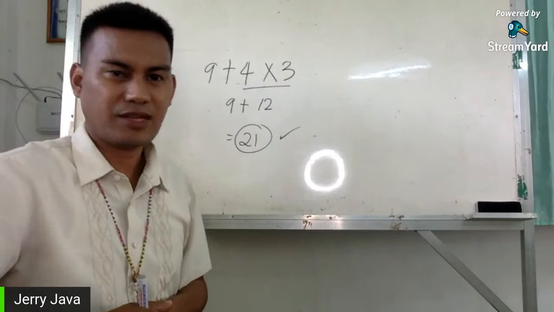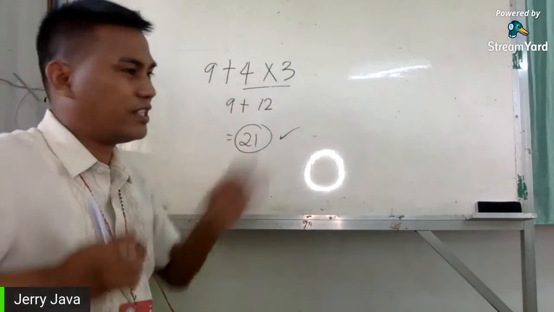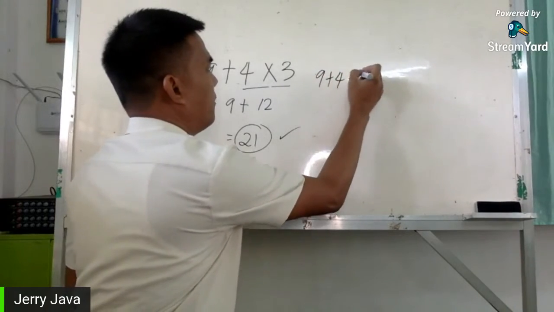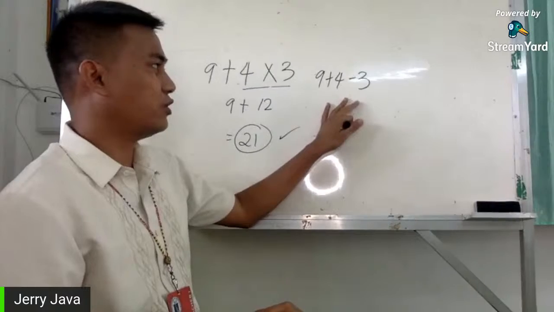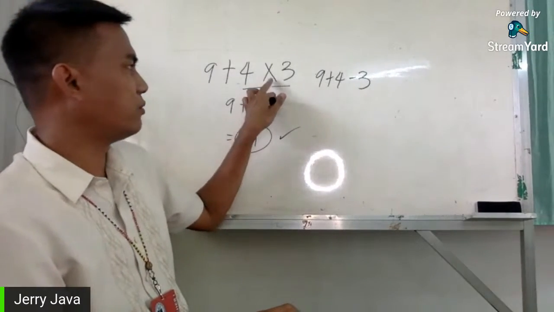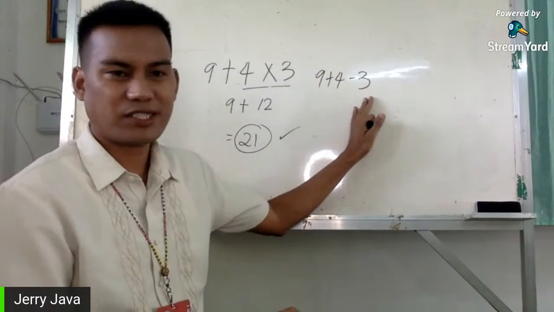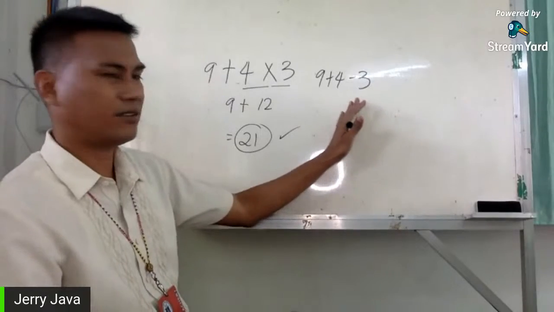Okay. But if this is subtraction, let's try another. If this is 9 plus 4 minus 3, what are you going to do first? Alin ang unahin mo? If I'm going to change multiplication to subtraction, 9 plus 4 minus 3, alin ang unahin mo? What are you going to do first? Which one?